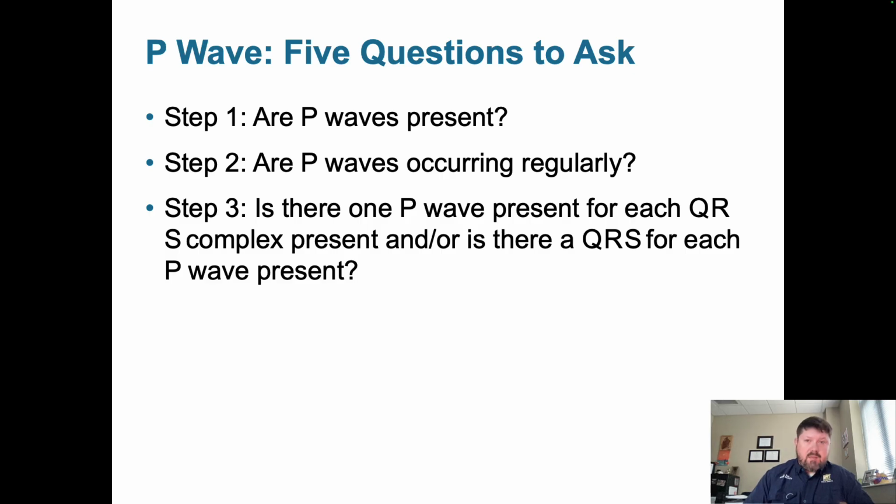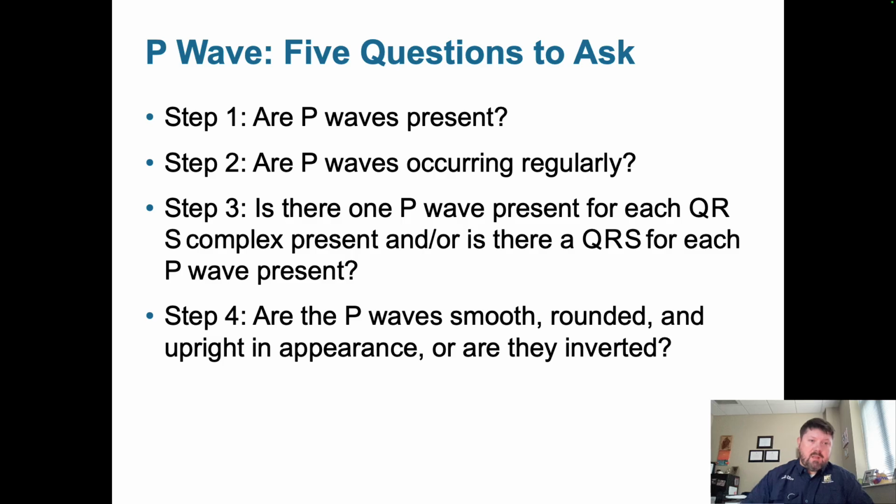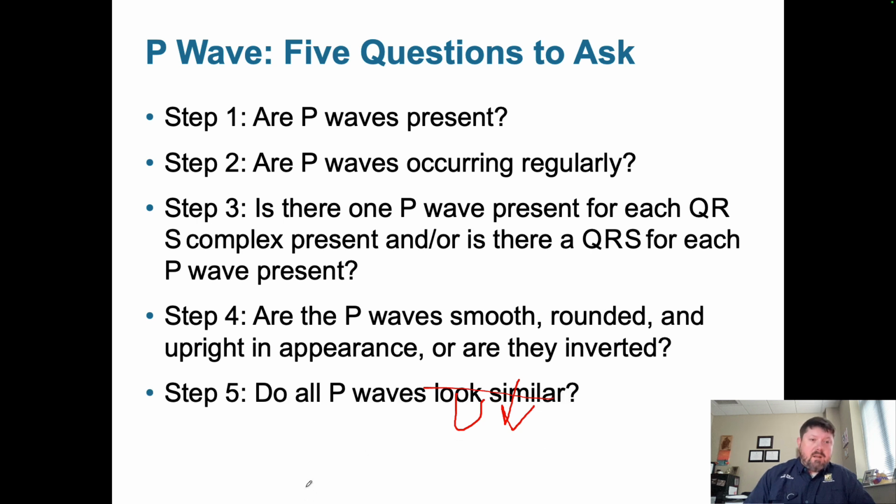P wave present? Now, this is going to be an important question to ask when we get into some of our future rhythms. Number 4, are the P waves smooth, rounded, and upright in appearance, or are they inverted? If they're inverted, then that means that they're going to be below the isoelectric line or going negative. And then number 5, do all the P waves look similar?